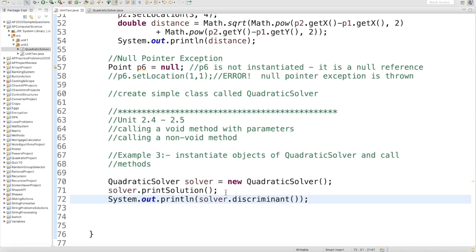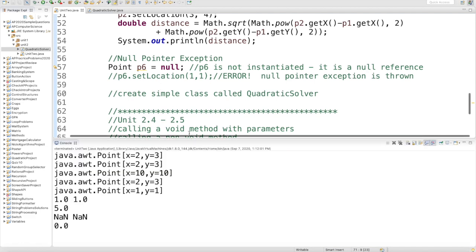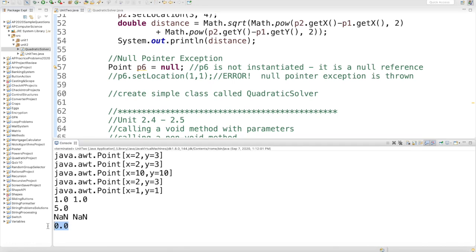You realize I did not actually put this inside of a print, because it is a print and there was nothing being returned. If I put this inside of a print, it would not work because there's nothing returned to be printed. So now we're going to try the discriminant. Let's run that again. And we got zeros.